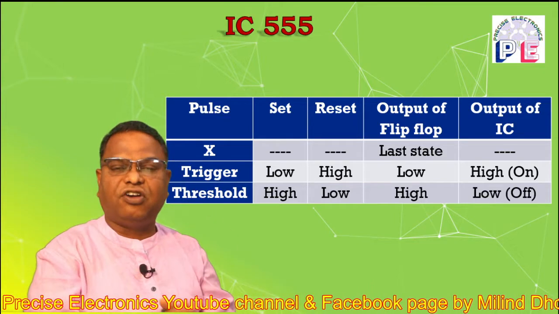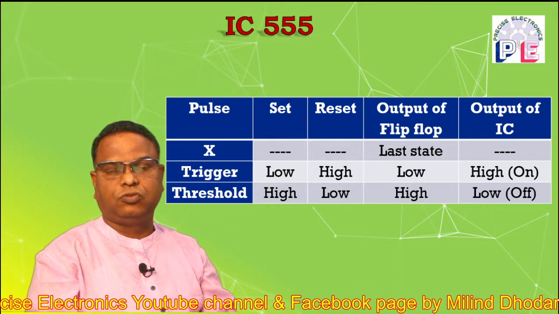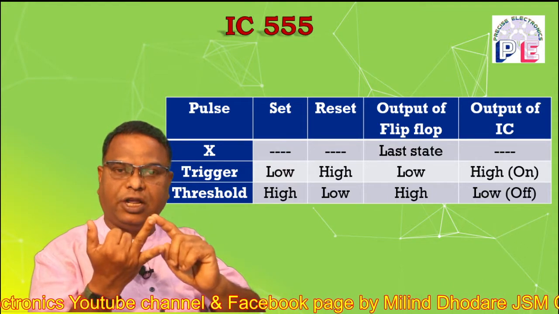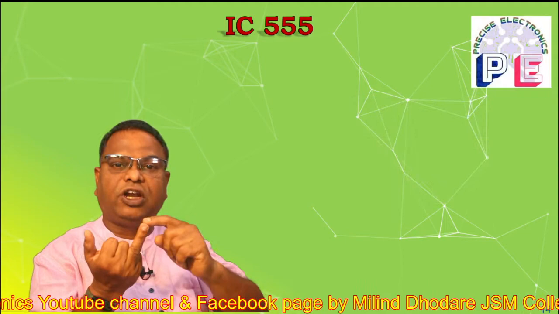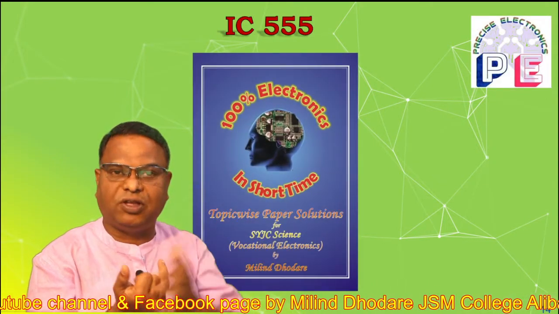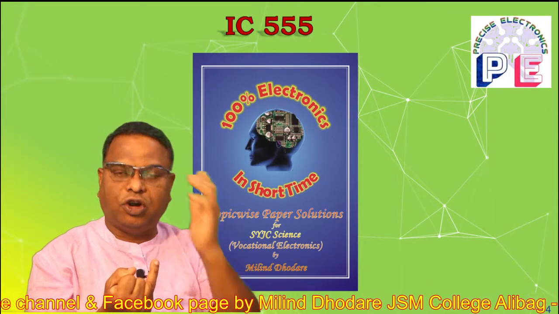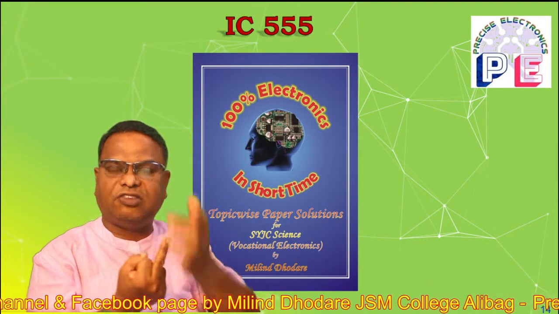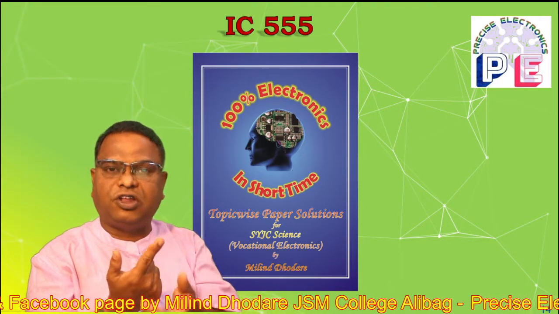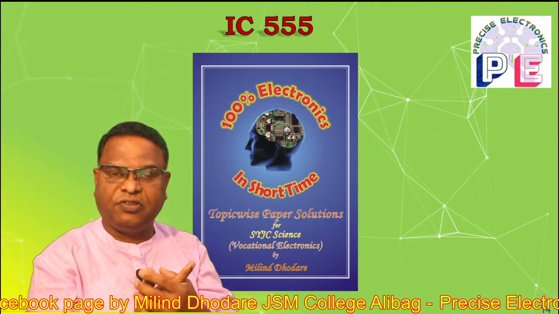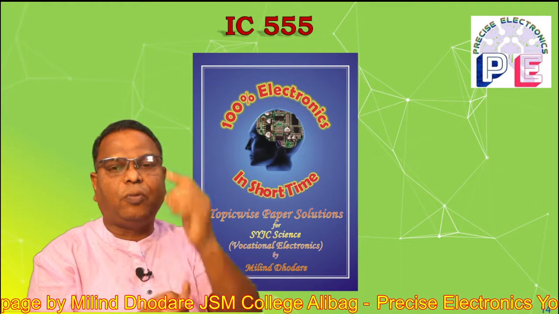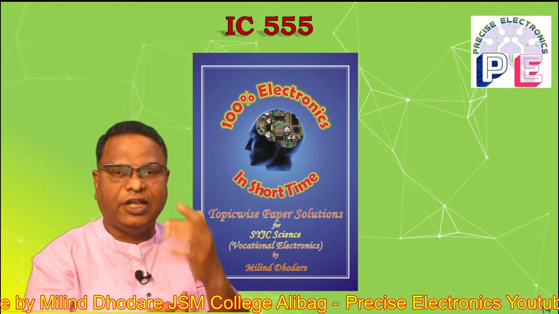So friends, that is the functional diagram of IC555. It consists of 8 pins: pin number 1 ground, pin number 2 trigger. What is the function of trigger? When the potential applied to pin number 2, that is the trigger input, drops below the reference potential, the output of the IC becomes high. So the IC goes into on condition. Pin number 3, that is output. Pin number 4, that is reset. To avoid false triggering, this pin is mostly connected to the plus VCC. And when a negative pulse is applied to this pin, the flip-flop gets reset, the flip-flop goes into clear mode.